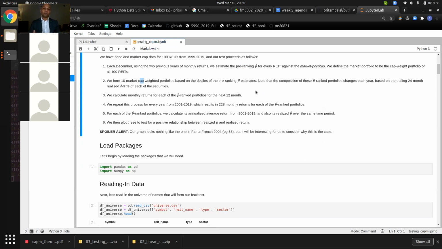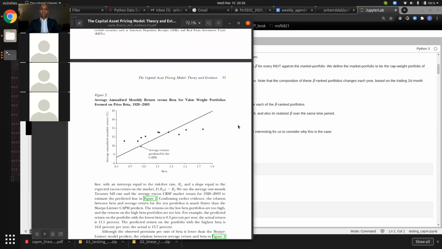And so then we'll be able to, for each of the beta rank portfolios, calculate its average annualized return from 2001 to 2019, and also its realized beta over that same time period. Then we're going to plot these to test for a positive relationship between realized beta and realized return. So again, that's what this looks like.